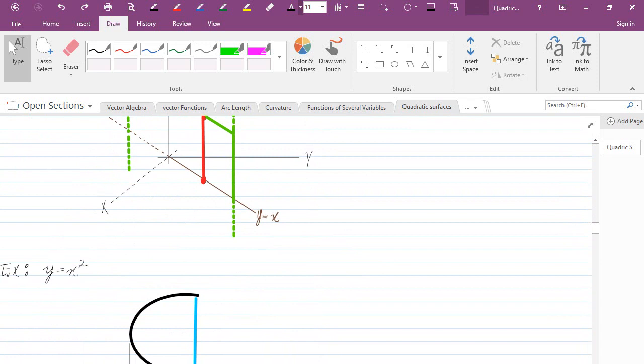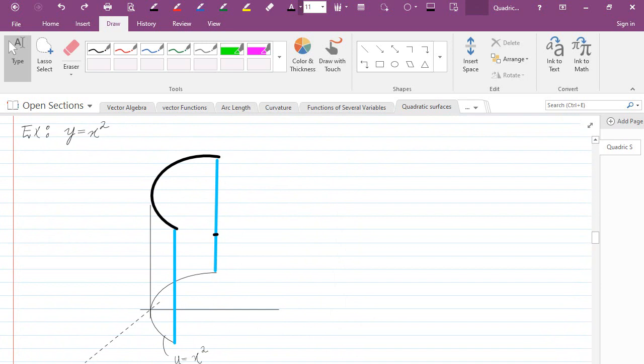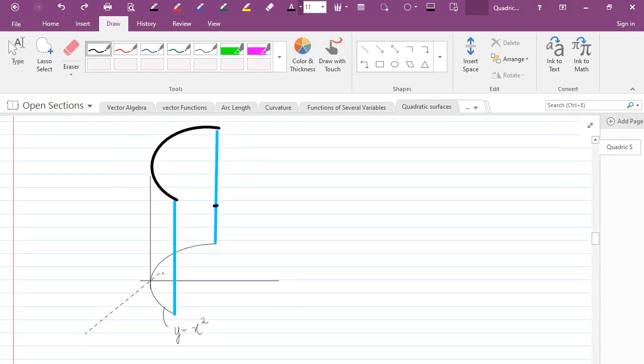Okay, now let's look at another example. In this example, we are looking at the equation y is equal to x squared, and again this is an equation in x and y in 3-space. What's the graph? The graph of this equation in just the xy plane is a parabola. So we get a parabola in the xy plane, but we are looking for all points in 3-space whose x and y coordinates satisfy this equation.